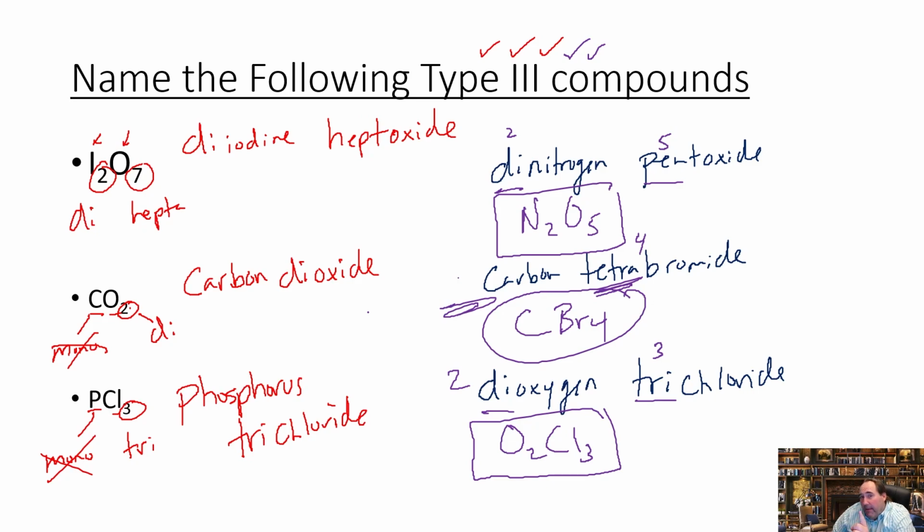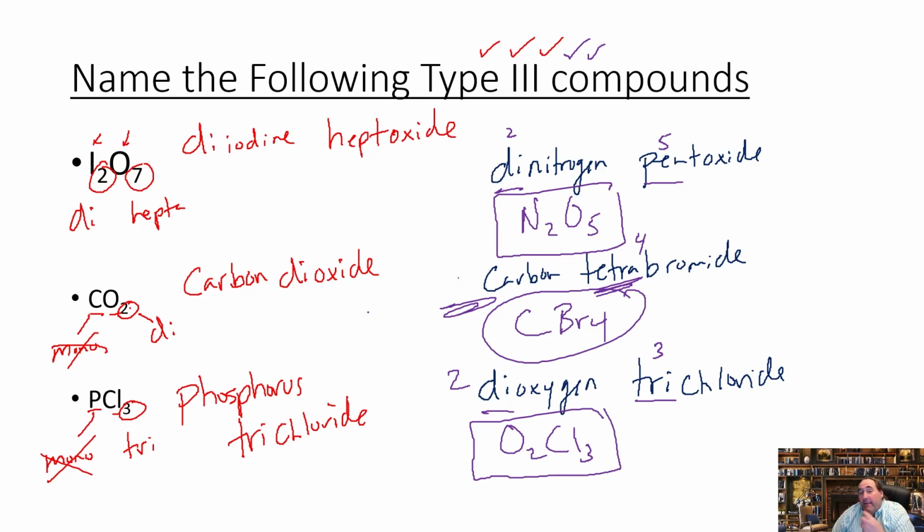So type 1 compounds: no Roman numerals, no prefixes, just the whole name of the metal, and -ide for the nonmetal at the end. Type 2: no prefix, but a Roman numeral. So let me say that again. Roman numeral for type 2, and that means the whole name of the metal plus a Roman numeral to indicate the charge on the metal, and -ide for the nonmetal.